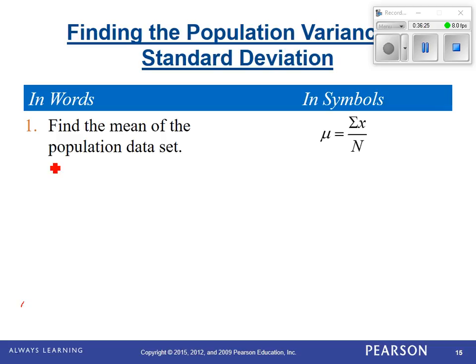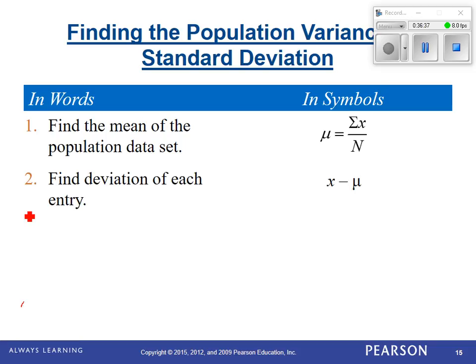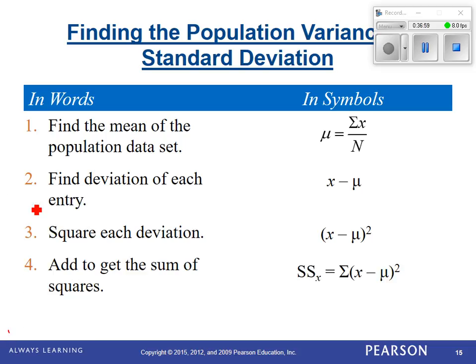To find each of these, here is a list of how to do it. Number one, find the mean of the population. Second step, find the deviation of each entry. So you take x minus mu for all the entries, however many of them there are. If there's 200 of them, you have to find all 200. Next, you square each one of those. After you square each one, you add them all up.